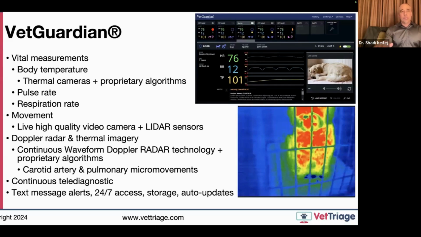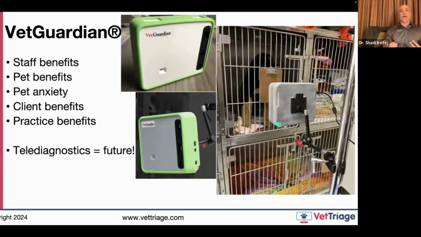So I love this machine. It measures vitals on the pets, and you can see from the picture in the bottom right, it's thermography based. The picture up top shows you that you can have multiple animals being monitored at the same time. It just goes to your tablet, your iPad. Body temperature, pulse rate, respiratory rate, movement, all based on thermography. And yeah, it's a telediagnostic tool, like I said, and there's 24/7 access, storage, auto updates. All that stuff is what we're looking for in a device like this.